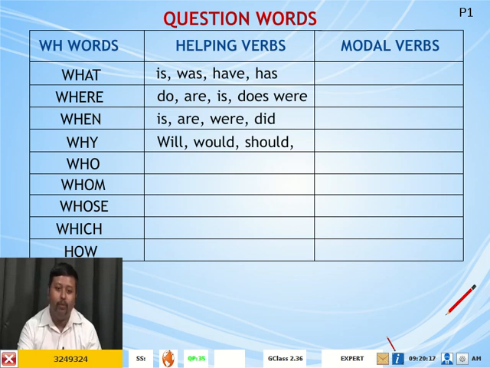Say why will use will, would, should. But remember one thing, these are just examples. Other words can also take some more helping verbs. For example, you can use should: what should I do now? You know we can use should also. So these are just examples. It is not that what goes only with is, was, have and has.